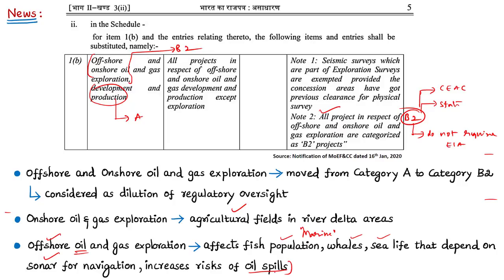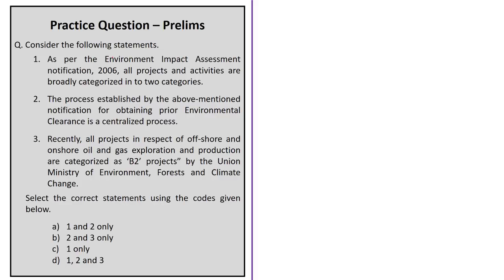With this, we come to the end of the analysis of this news article. In this analysis, we saw a few important provisions of the Environment Impact Assessment Notification of 2006, then the categories of projects and the stages involved in the process of obtaining prior environmental clearance. Then finally, we saw the recent changes made by the Union Ministry of Environment in the schedule of the Environmental Impact Assessment Notification with respect to the exploration of oil and gas. The practice question displayed will be discussed at the end of this session.